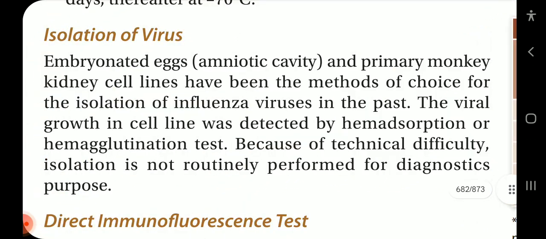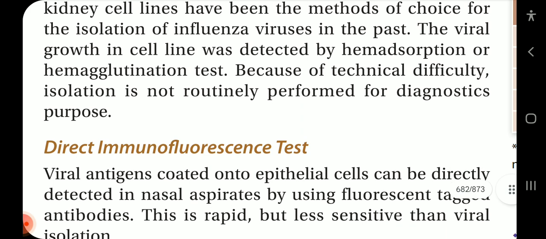Isolation of virus. Embryonated eggs, amniotic cavity, and primary monkey kidney cell lines have been the methods of choice for the isolation of influenza virus in the past. The viral growth in cell line was detected by hemadsorption or hemagglutination test. Because of technical difficulty, isolation is not routinely performed for diagnostic purposes.